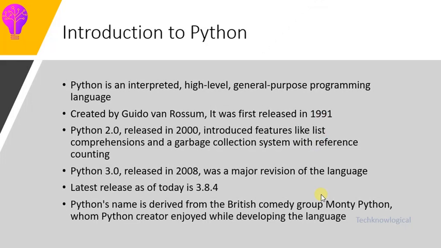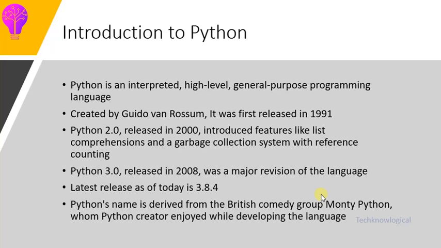Python is an interpreted high-level general-purpose programming language. We all are aware that there are a few programming languages which use compilers, and then there are some programming languages which use interpreters. So Python is one such programming language that uses interpreters for executing the code.